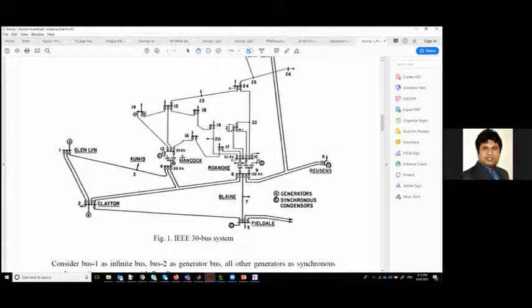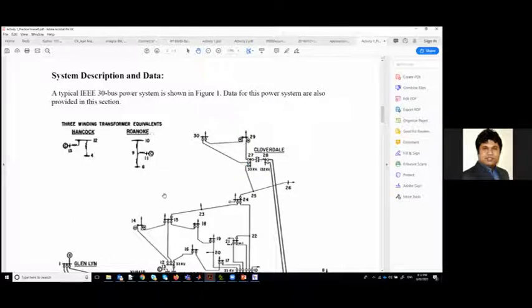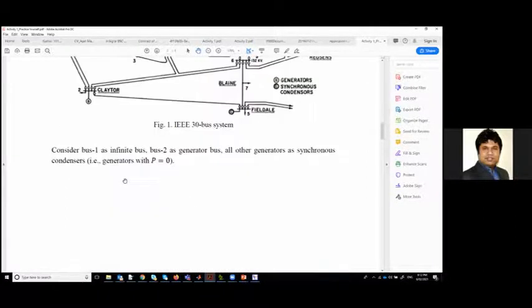All these have one synchronous condenser. A synchronous condenser in a network is nothing but an overexcited synchronous generator. It provides reactive power instead of active power. We use the synchronous condenser for voltage control. So this network has more variation, okay? There are more variations in this network.